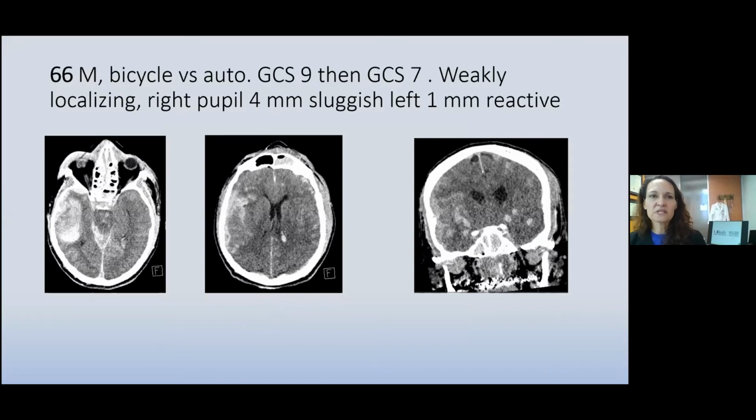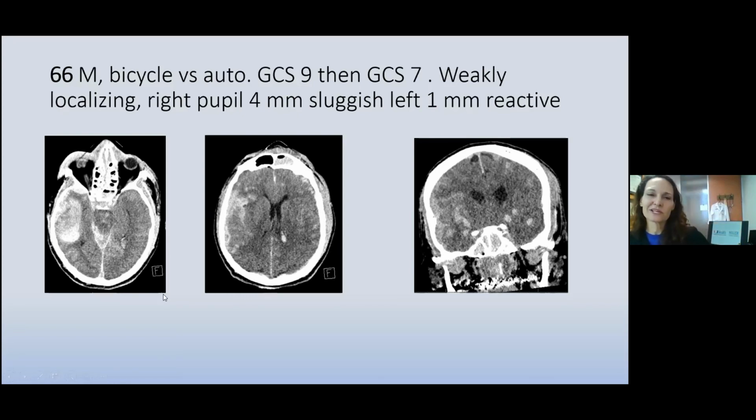So this is a 66-year-old guy. He was on a bicycle at 66, which is admirable. And then he got hit by a car, GCS of 9, he deteriorated to 7. He was initially localizing weakly and then had some anisocoria, pupils 4 and 1, and his CT scan showed this big temporal contusion, multiple bilateral contusions and some traumatic subarachnoid. He's got brainstem badness here. You can kind of see subarachnoid and what looks like some brainstem contusions.